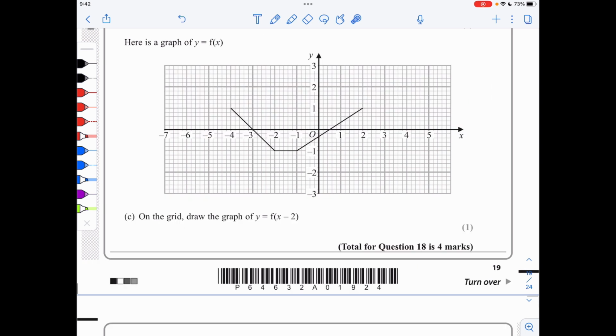In C, we're given the graph of f of x, and we are asked to draw the graph of y is f of x minus 2. Now we know that this x minus 2 is simply a translation 2 units to the right, and therefore if we take this graph here and move it 2 units to the right, we will be seeing the final transformed graph, which should look something like this.